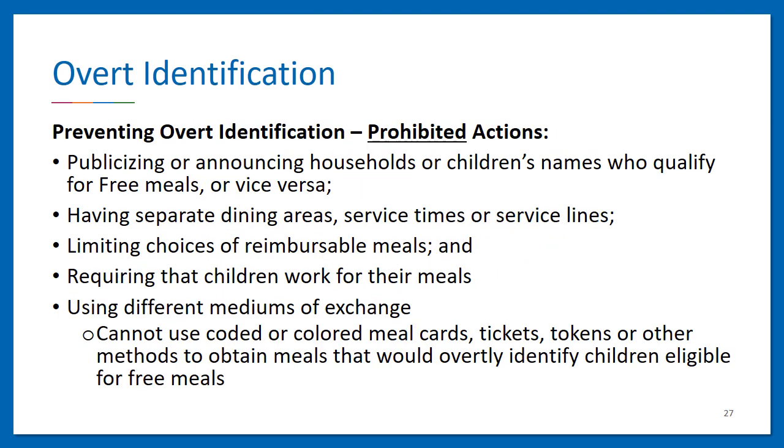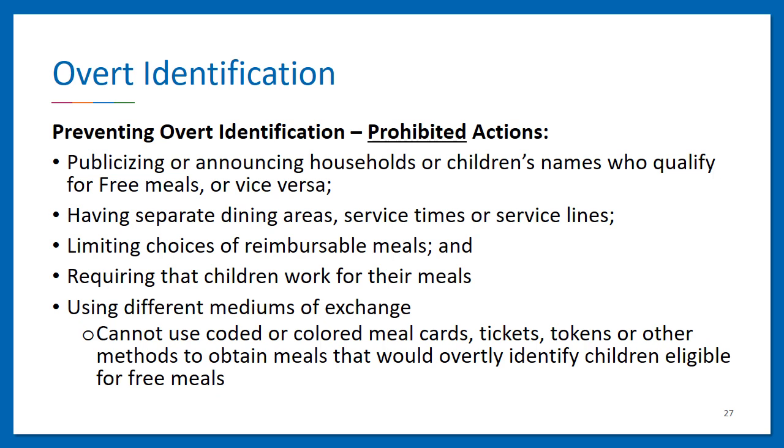The following actions are prevented by law and regulation as overt identification: publicizing or announcing eligible households or children's names who qualify for free meals or vice versa, having separate dining areas, service times, or serving lines, limiting choices of reimbursable meals, and requiring that children work for their meals. Using different mediums of exchange.